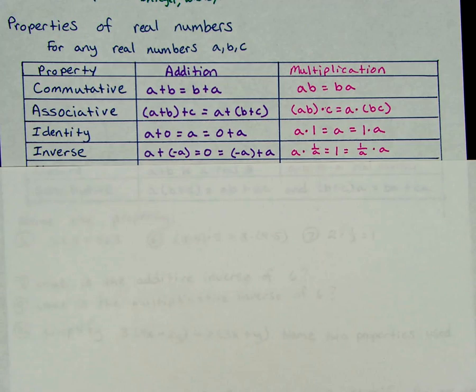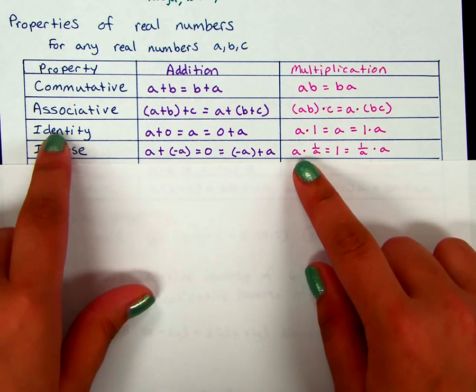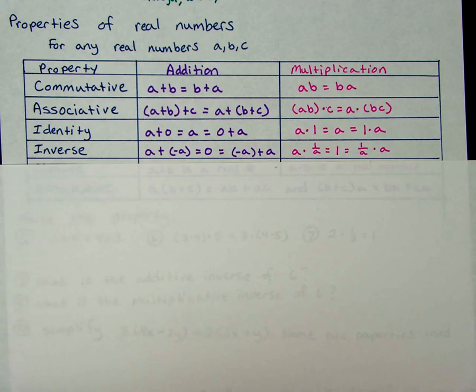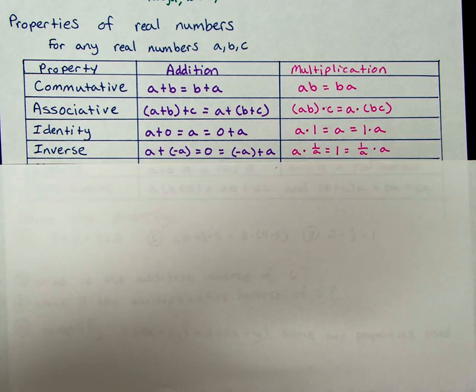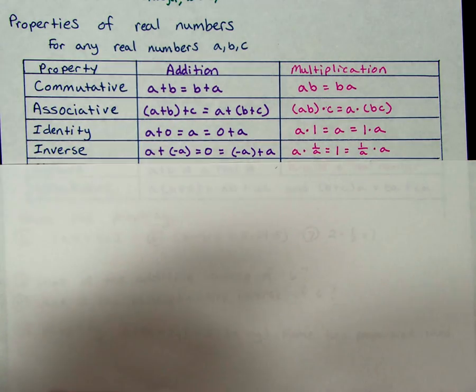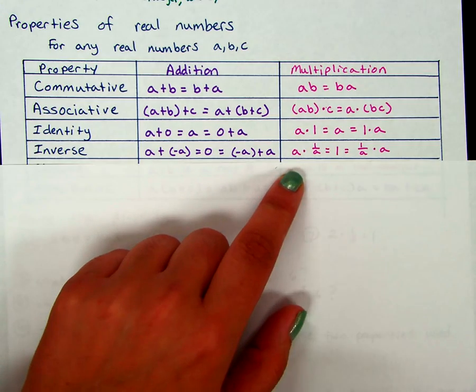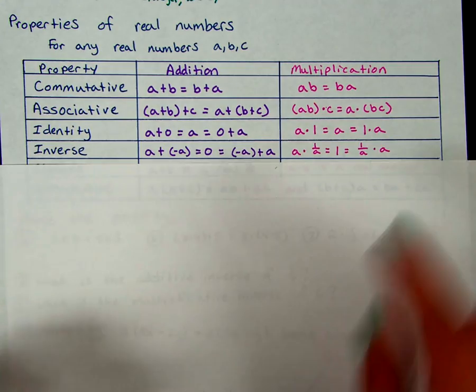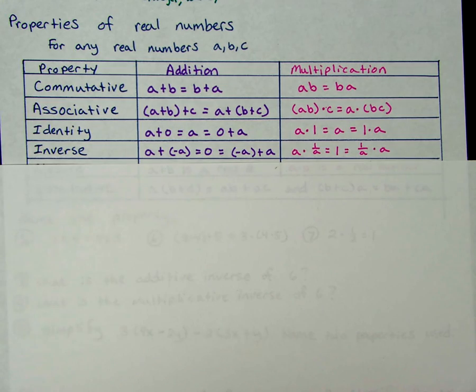Now for multiplication, the inverse, when we undo something, gives us 1. So it always gives us the identity. It's easier for you to think of it that way. So the opposite of multiplication is division. So we would take the reciprocal of whatever this number is, multiply them, and we should end up with 1. And again, the order of that does not matter.